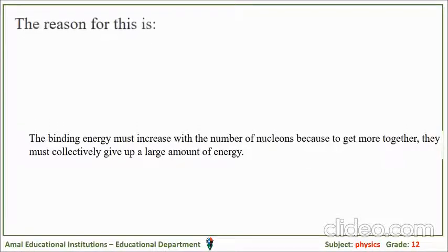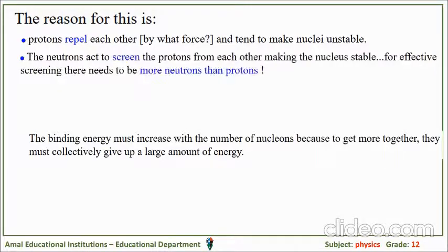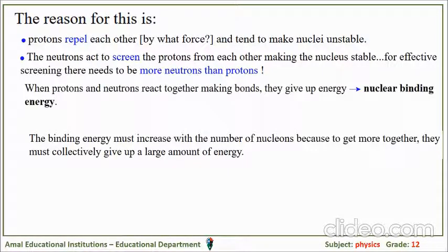The binding energy reasoning. The protons repel each other by the electric force and tend to make the nucleus unstable. The neutrons act to screen the protons from each other, interfacing between them, making the nuclide stable. For effective screening, there need to be more neutrons than protons. When protons and neutrons reach together and make bonds, they give up energy.